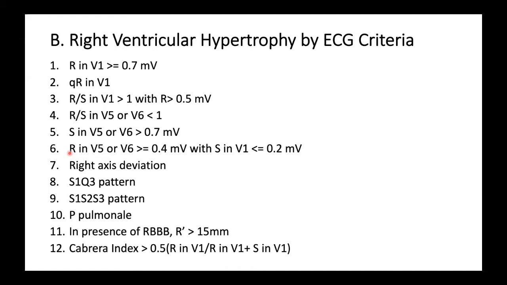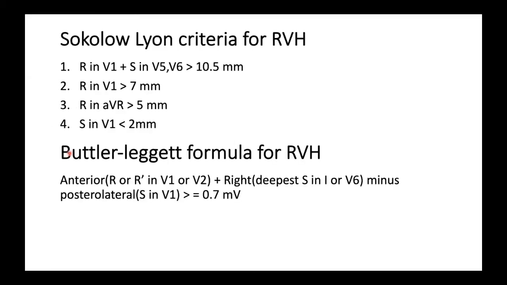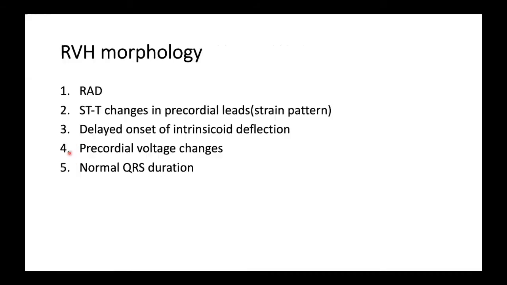As I already told you, in the presence of RBBB, the tall R should be more than 15 mm to call it RVH. There is some criteria known as the Cabrera index, which I won't go into much. Now, what we use for LVH has similar criteria for RVH also, but the points are different. It is just for name. What I told you in the previous slide is what you should remember. And then there is another Butler-Leggett formula for RVH. I won't go into detail because it is too much at present.